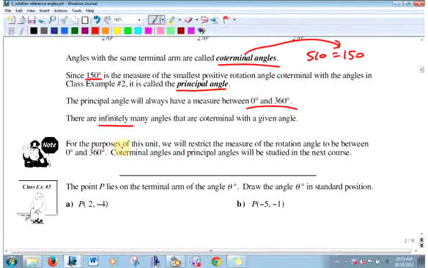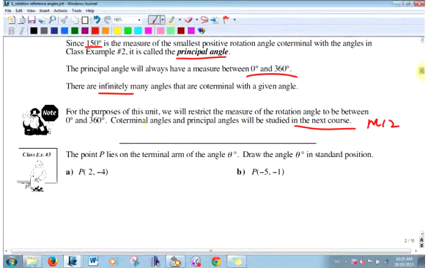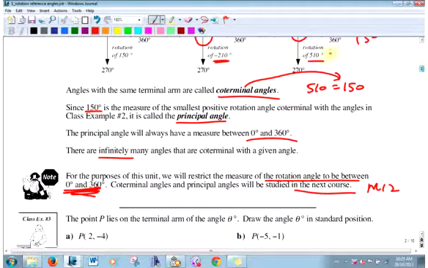There are infinitely many coterminal angles. You can just add 360 to it, one on top of the other, one on top of the other. This is more talked about in Math 12. You do quite a bit more of this. So lucky for you, don't worry about it. We're going to basically just stick with the principal angle here. I just wanted to show you that this does happen.